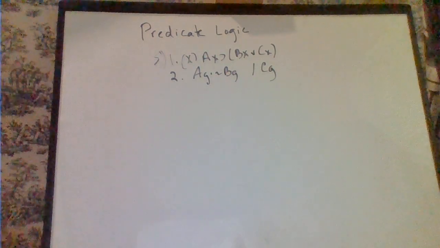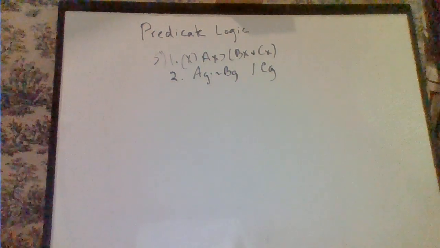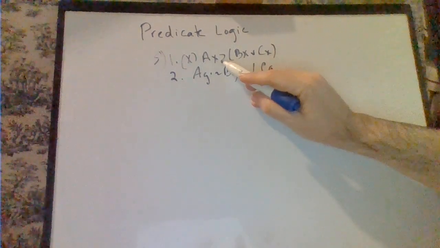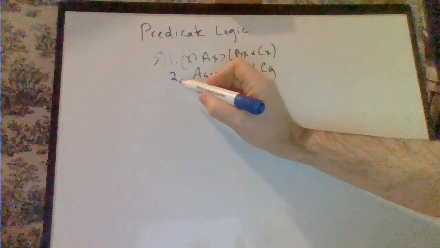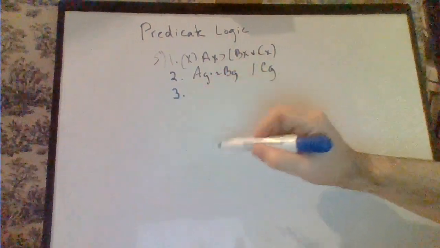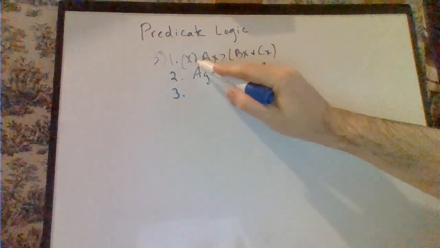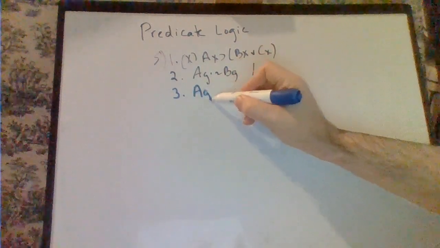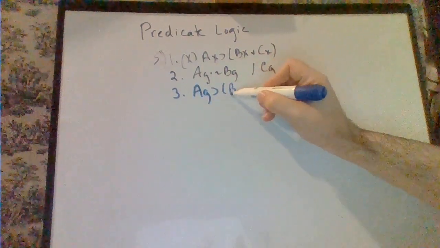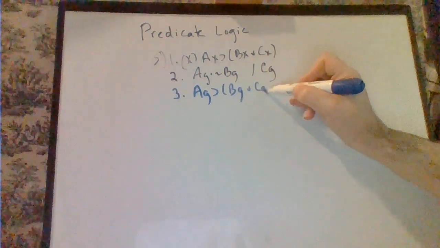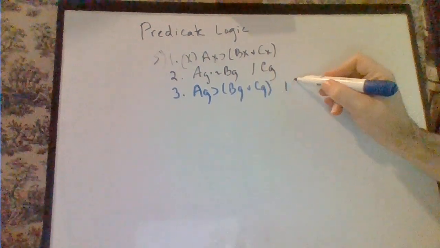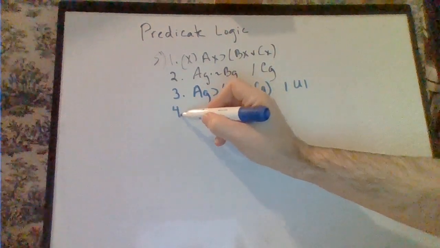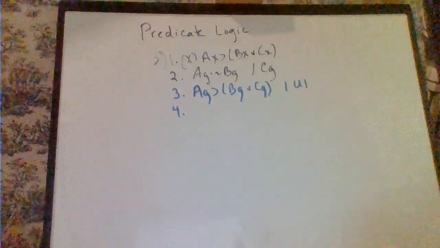the instantiation letter that's used, it tells us that when we change our X's in line 1, we're going to want to make those G's. We're going to do a universal instantiation. And so this would become Ag, then Bg or Cg. Line 1, universal instantiation. And from here, we just go on to solve it like normal.